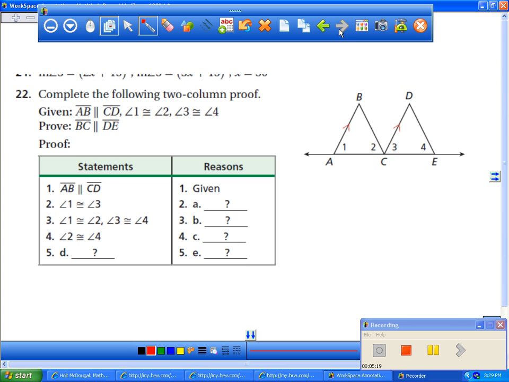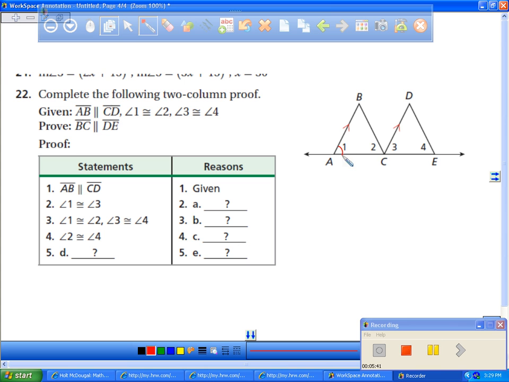Now, I know this problem wasn't assigned to you, but I would like to go through it, to help you out a little bit. Alright, so here we go. Complete the following two-column proof. Given AB is parallel to CD, 1 congruent to 2, 3 congruent to 4. So 1 is congruent to 2, and 3, double tick marks, is congruent to 4. Prove that BC, this line right here, is parallel to DE.